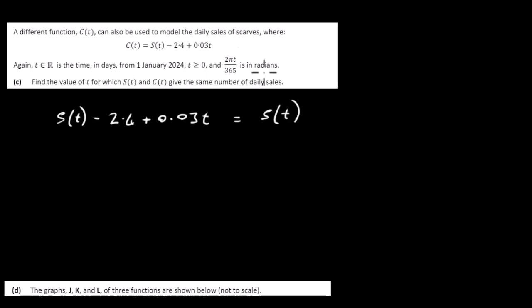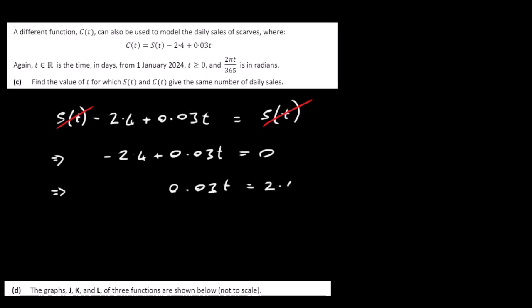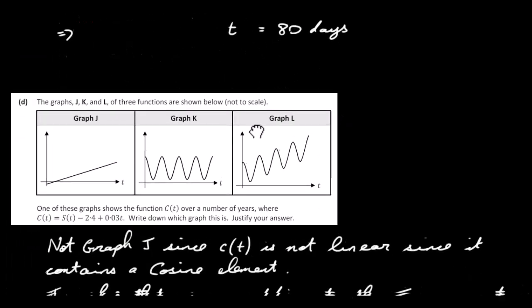So you can see here we can subtract S of t from both sides, and then we just get minus 2.4 plus 0.03 t is equal to 0. And then on the next line we can say 0.03 t is equal to 2.4, and then we just got to divide both sides by 0.03, and that will give us, let's see, 80 days. And that's it. That's all you got to do there. Let's have a look at part D.